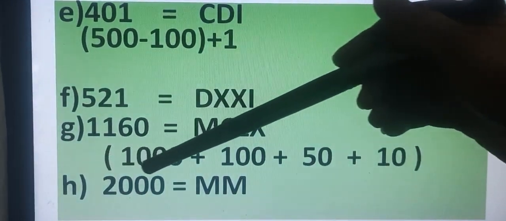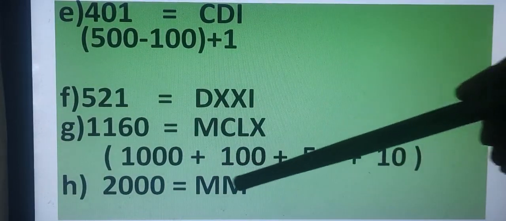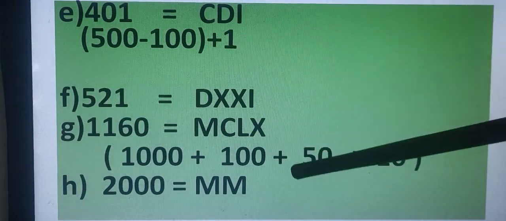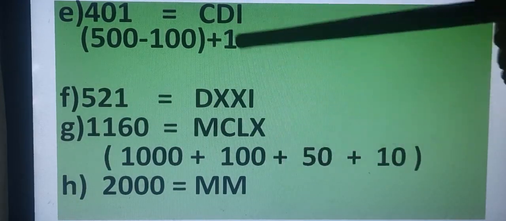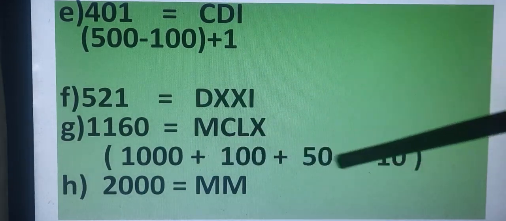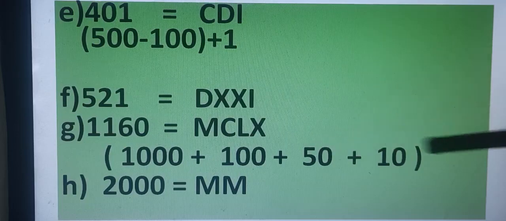Next is H part. 2000. 2000 is 1000 plus 1000. MM. This addition is not important to write down, but if you want to find out the answer in this way, to open the Hindu Arabic first and then to write down, then that is also correct.